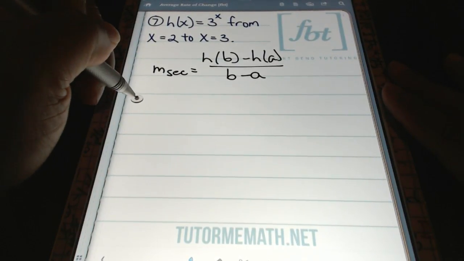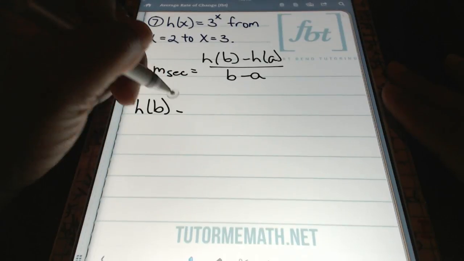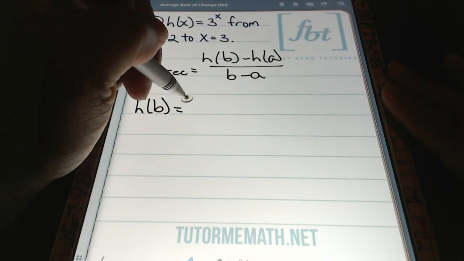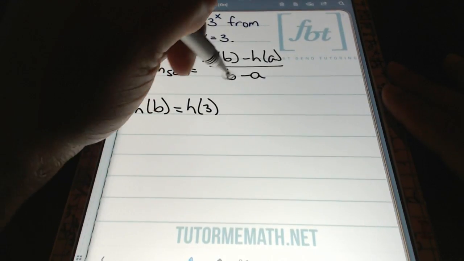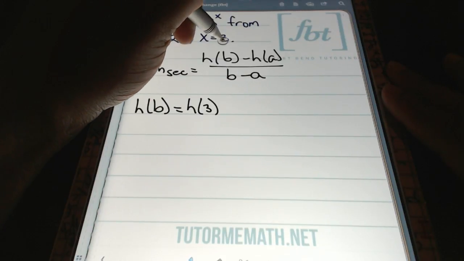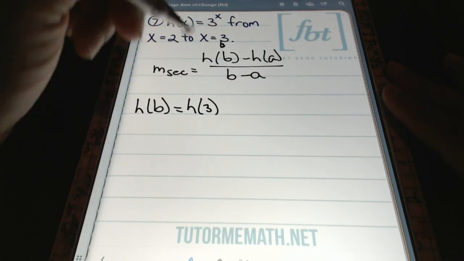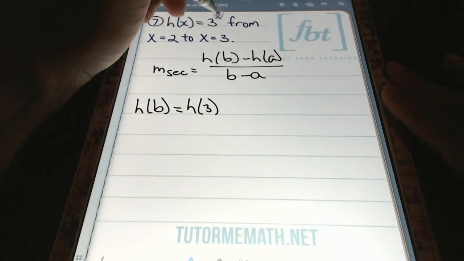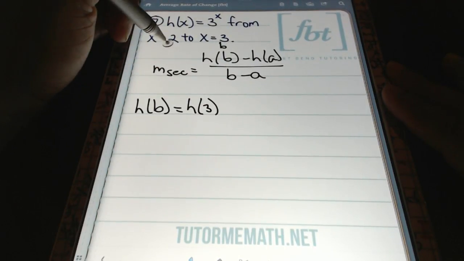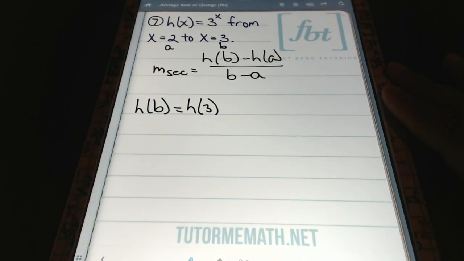All right. So here, let's go ahead and find out what our h of b value is. We're going to be plugging in 3 into the original function, for our b value is 3. All right. So that's the b value there. I think I just messed up a b. Could not draw a b for a second. That's still not a good b. So this is b. This is a. There we go. All right.